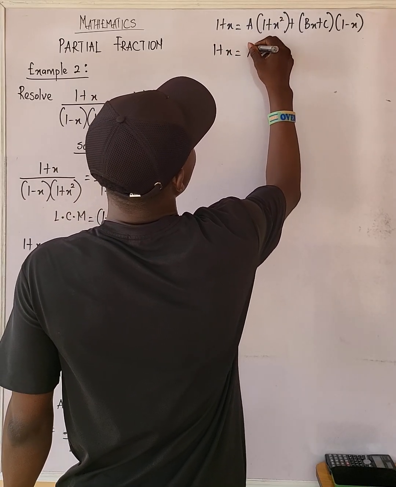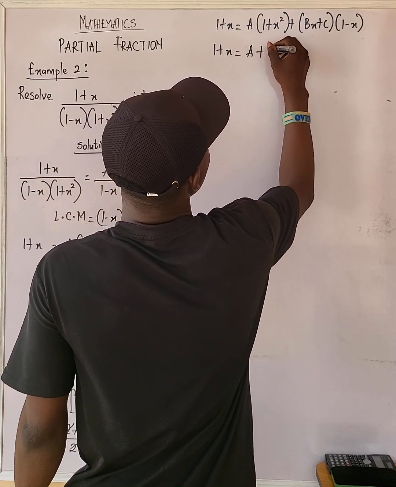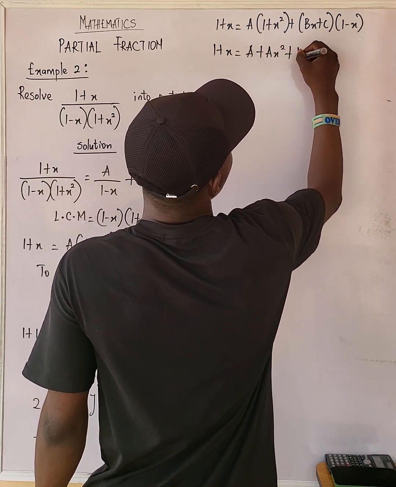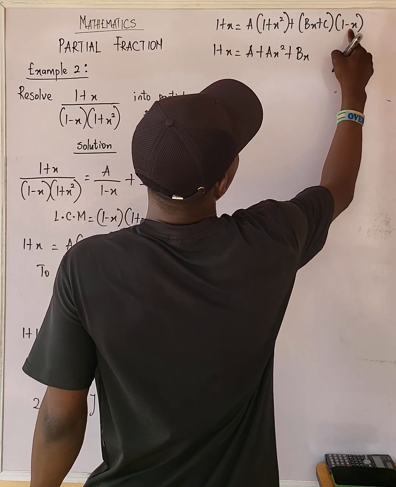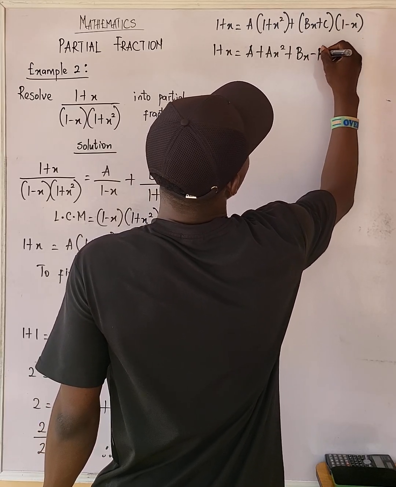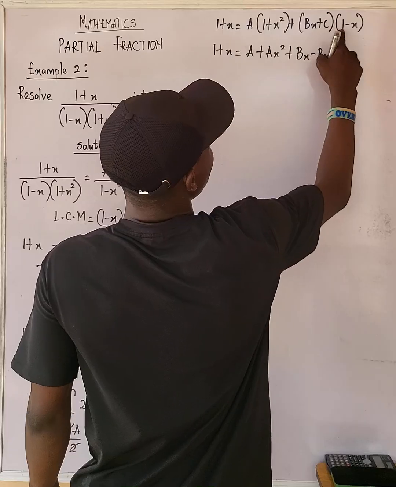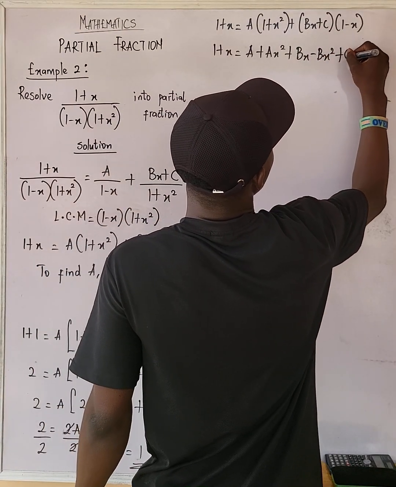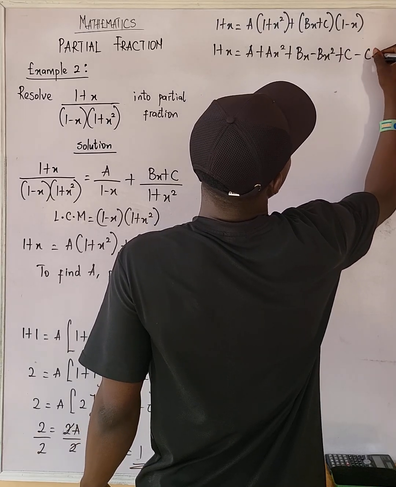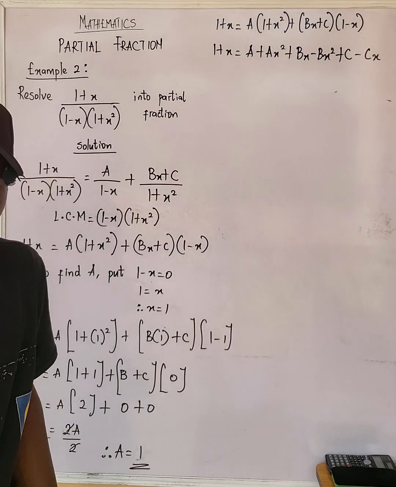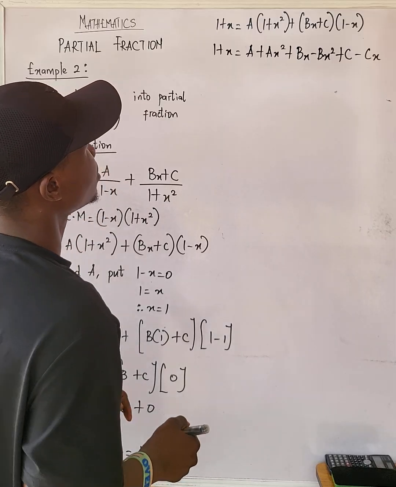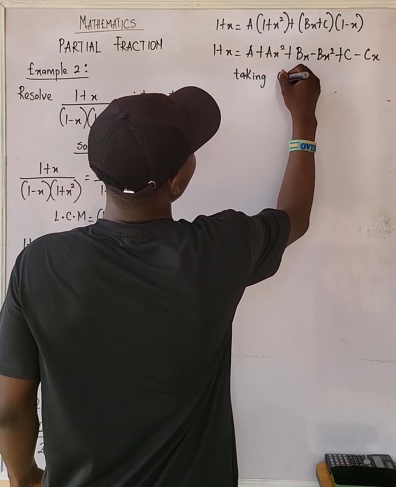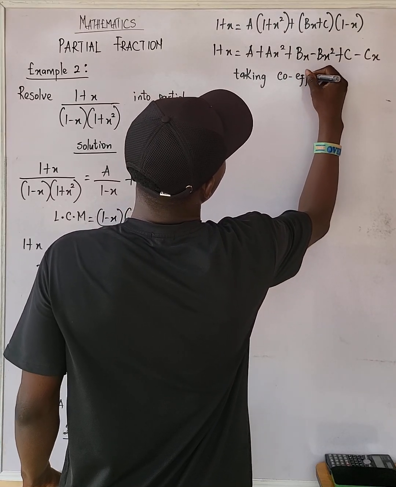So let's expand. We have 1 plus x. A multiplied by 1 is a. A multiplied by x squared is ax squared. Plus bx multiplied by 1 is bx. Bx multiplied by minus x is minus bx squared. C times 1 is c. C times minus x is minus cx. Do you understand how we expand it now? So it's just very, very simple. So what was the next thing? You say taking coefficients. Let's take the coefficient.